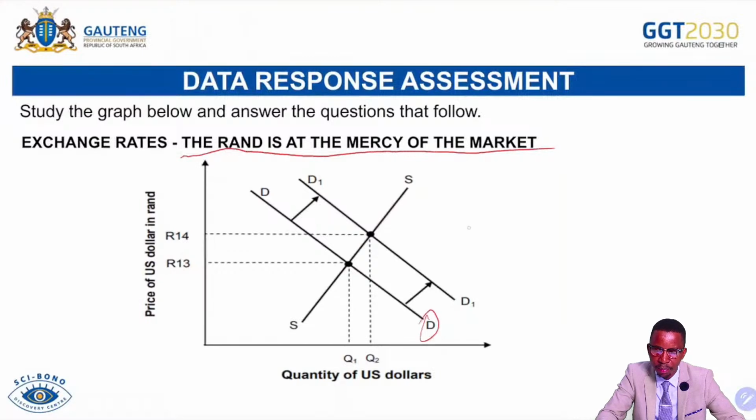We have original demand, original supply, and everything started at zero here. We have the rand to the dollar: quantity of US dollars, then the price of US dollars in rands. You can see that the demand has increased from D to D1. This is regarded as excess demand because the supply remains unchanged at S, but the demand is increasing. What is happening here? We see the depreciation of the rand from 13 rand to 14 rand, meaning we have to pay more to afford a single dollar.